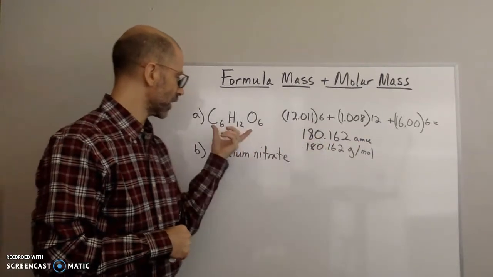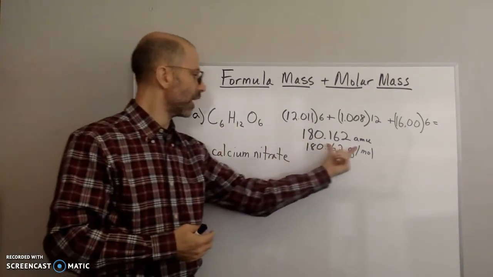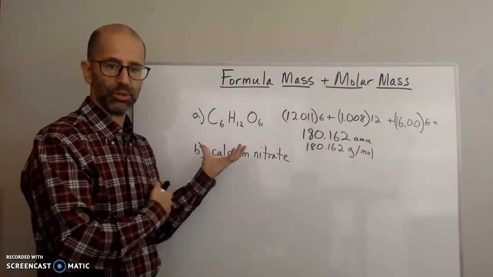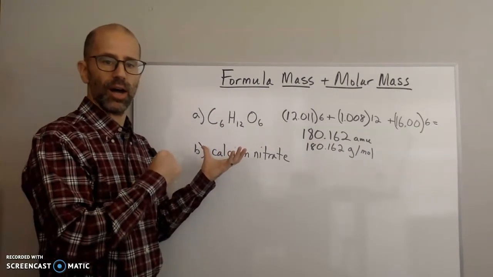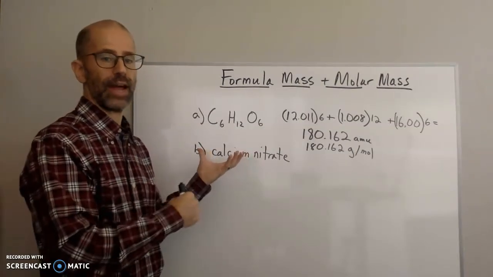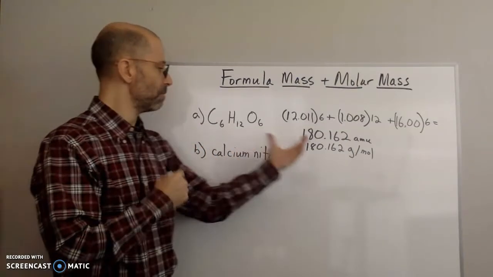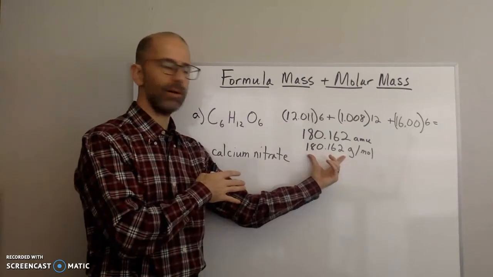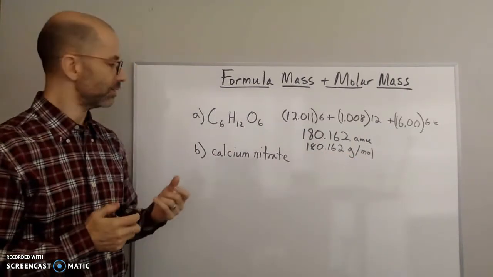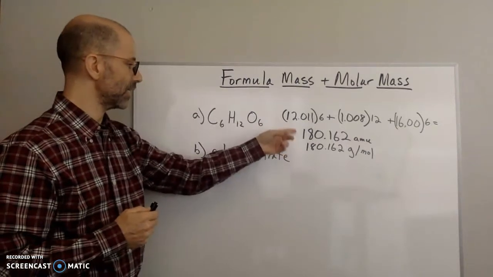So if I am talking about one molecule, then I'm using AMUs. If I'm talking about a mole of molecules, remember a mole is 6.022 times 10 to the 23rd molecules. So if I have a mole of molecules, then it's going to be the same number in grams per 1 mole. And that's great. So these are really easy to calculate.